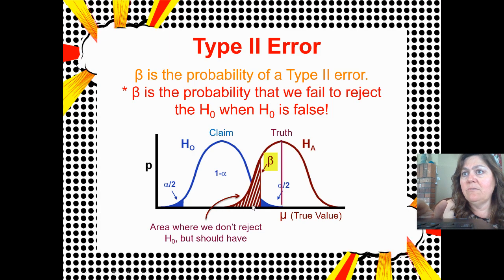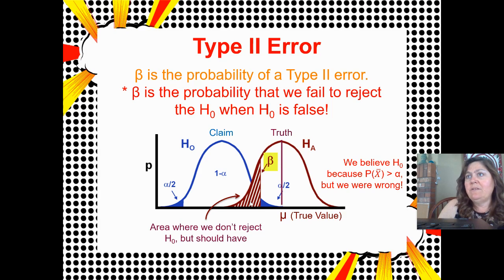We failed to reject H0 here, even though the truth is way over here, so we should have rejected it. This is the probability right here, that area under that curve of the truth, that is beta. That's where we calculate beta. You're not going to have to calculate beta in this course. There's a big formula that runs through it. I do have videos if you certainly want to watch them. I can post them for you. Just email me and ask for them. Okay.